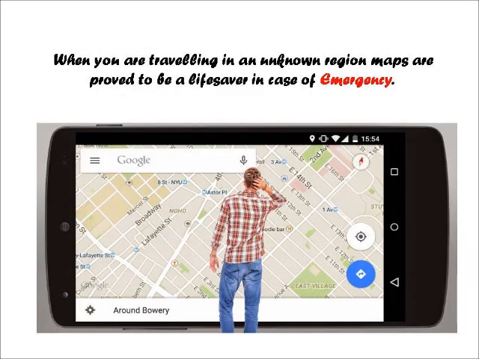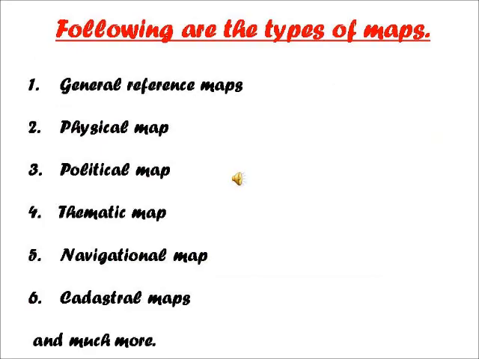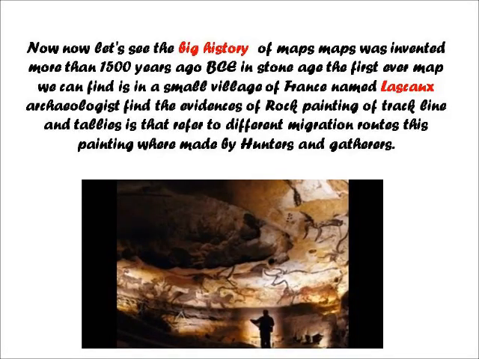When you are traveling in an unknown region, maps prove to be a lifesaver in case of any emergency. The study of maps is known as cartography, and the person who prepares the map is called a cartographer. Following are the types of map: general reference, physical map, political map, thematic map, navigation map, cadastral map, and much more. Now let's see the big history of maps.